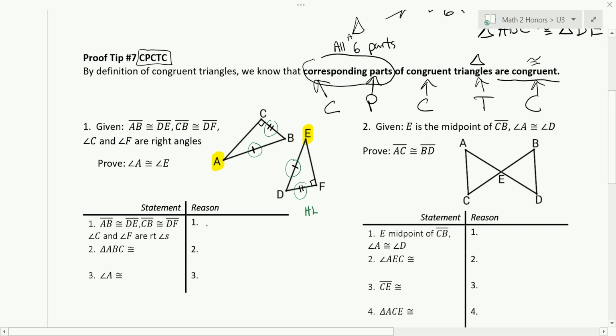Lindsay, what's the reason for statement 1? Given. Good job. That was a hard one, huh? Okay. Hope, can you help me fill out statement 2? Triangle ABC would be congruent to what triangle?